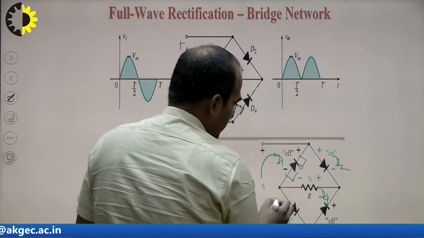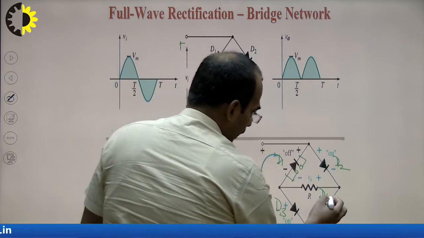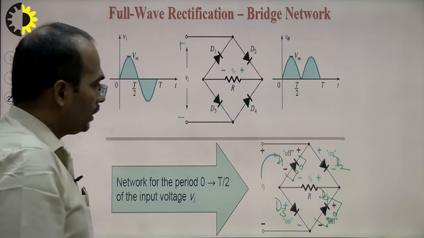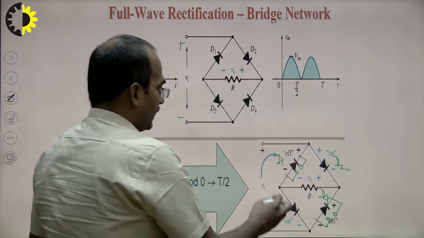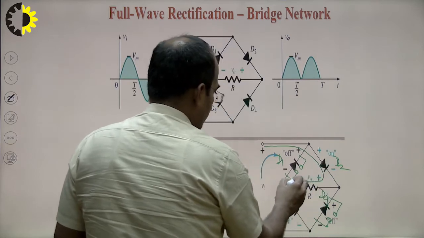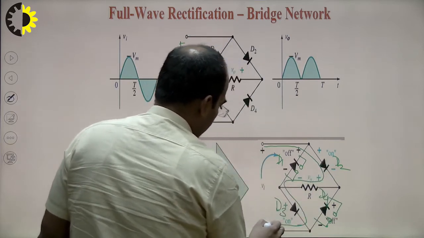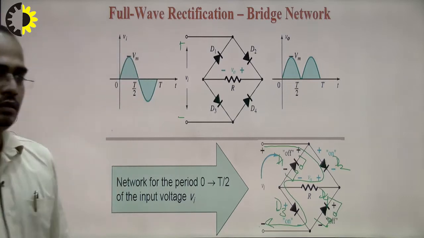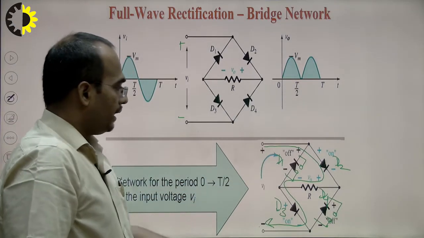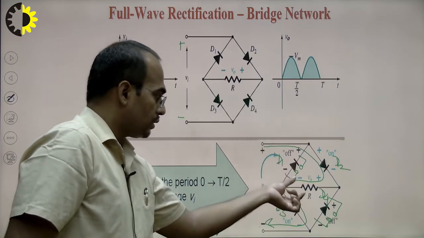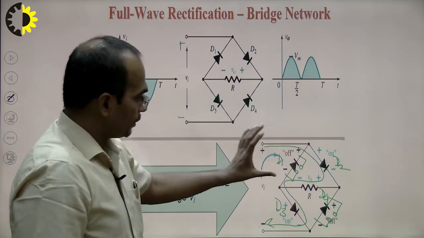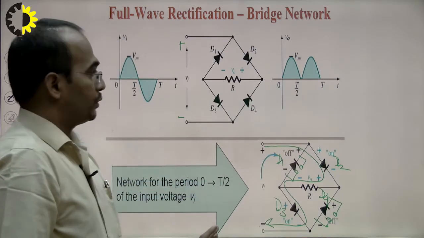Diode D1 will be open circuit, diode D4 will be open circuit, diode D2 and D3 will conduct and current will flow from positive terminal through diode D2, resistance R, diode D3 and negative terminal. The direction of current will be like this, and at the output or across the load resistance R, we will get the same output that I have applied at the input.